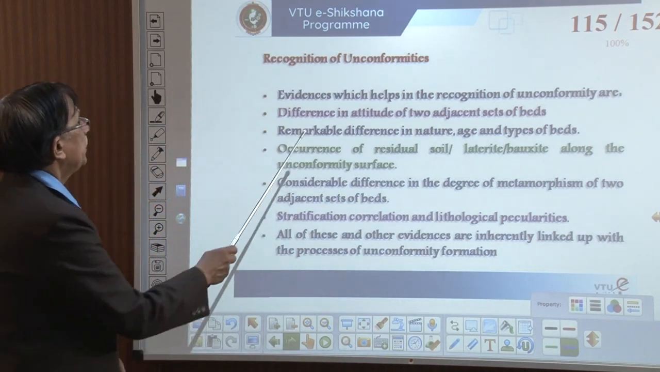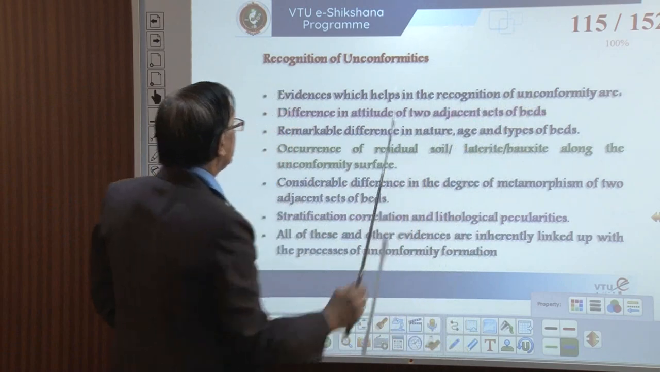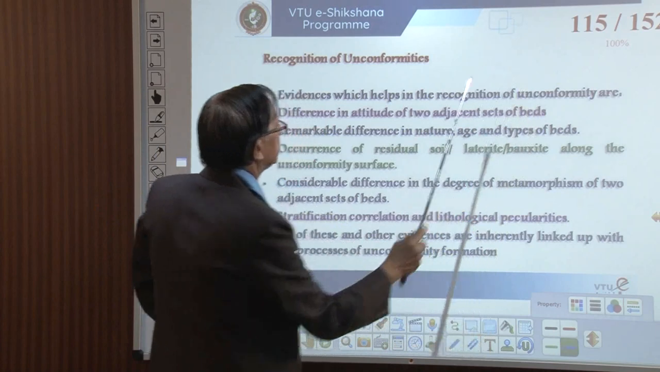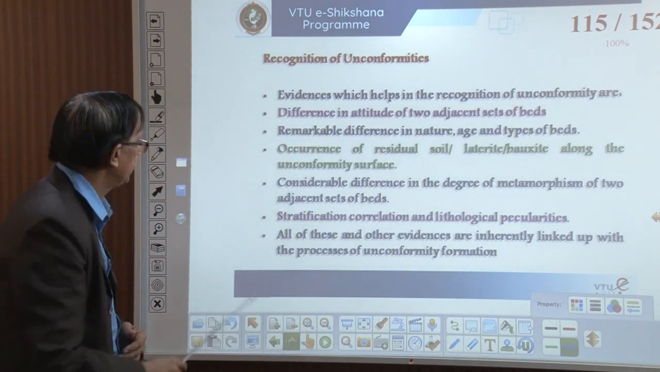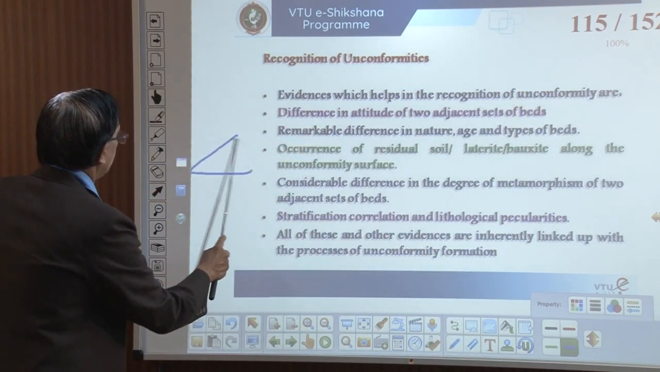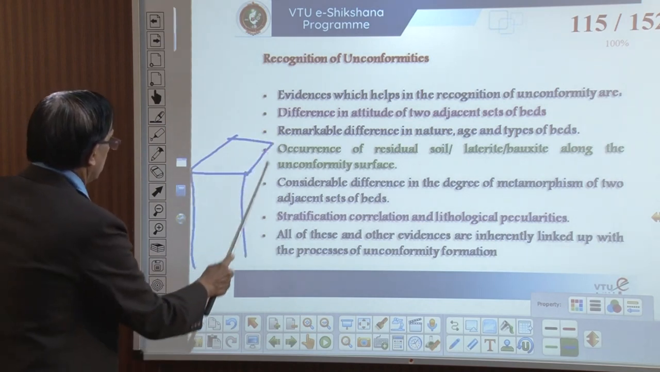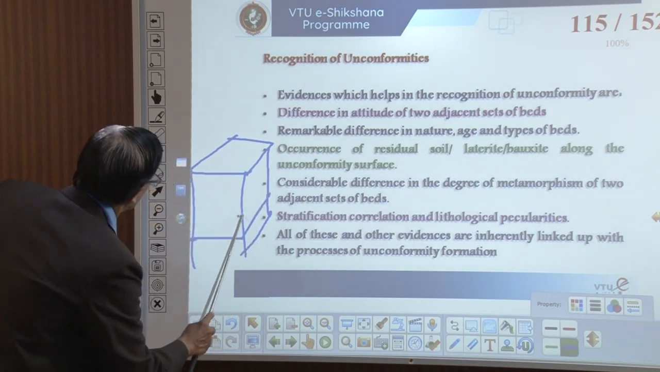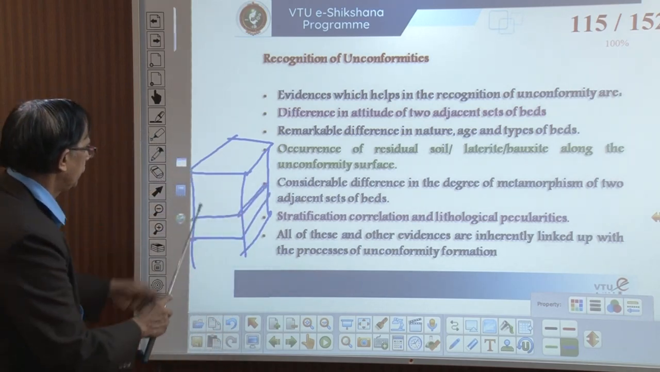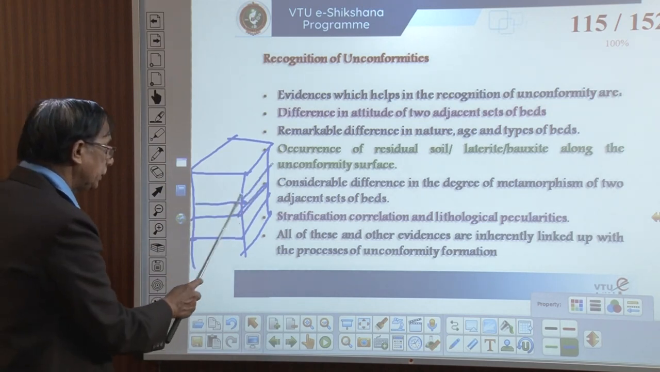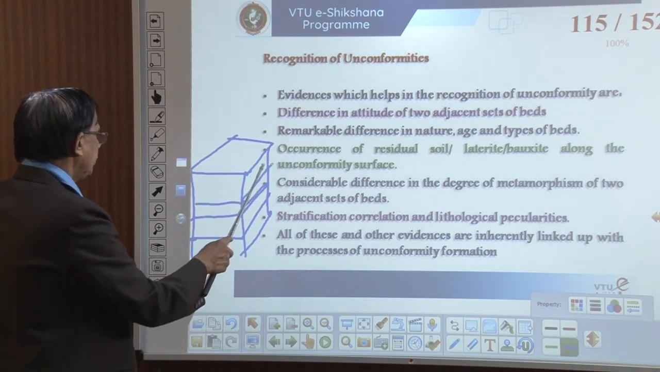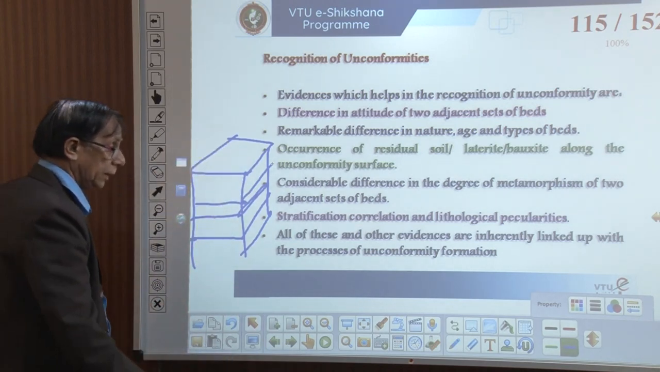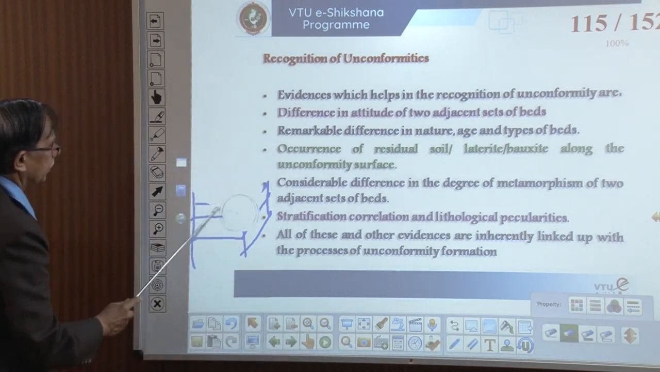So, the evidences which help in the recognition of unconformities are, first, difference in attitude of two adjacent rocks. Attitude means the dip and strike in a column. If these layers are like this, and these layers are like this, suppose these are horizontal, they have a specific dip and strike. All of a sudden, the rock's orientation changes above a particular contact. Then there is a possibility of unconformity.